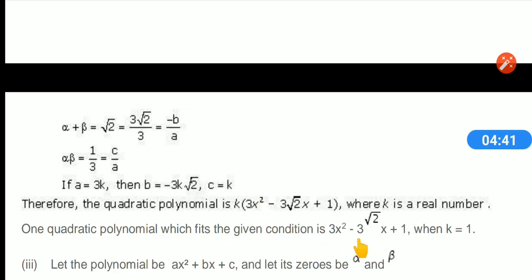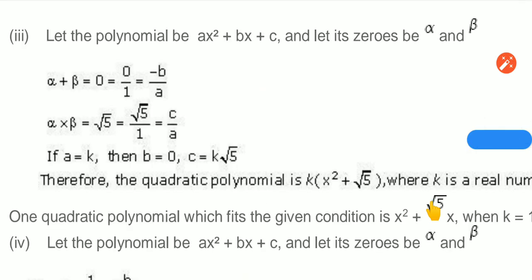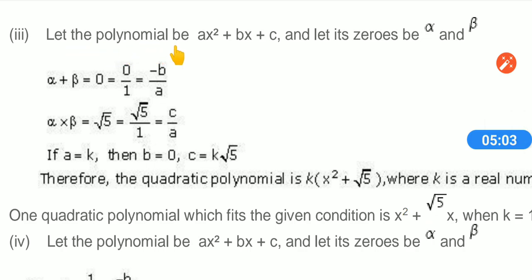Okay, children, let's move to the another sum. So what is this sum? 0 comma root 5 is given. 0 means sum of zeros. Root 5 means product of zeros. Let's move to the solution. Okay, children, so let's move to the solution for the third point. As usual, you have to let the polynomial be ax square plus bx plus c. This is the general form of a quadratic polynomial, no? And you have to assume zeros be alpha and beta. Okay, children? First of all, you have to do sum of zeros, alpha plus beta.